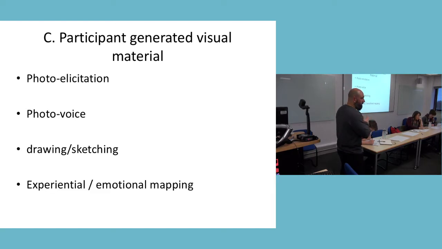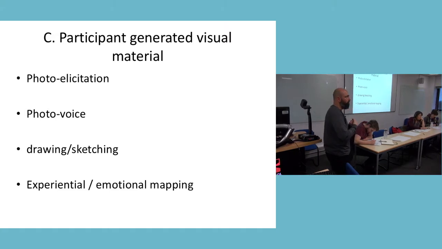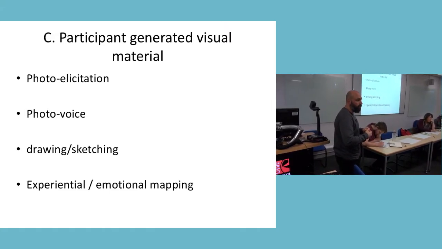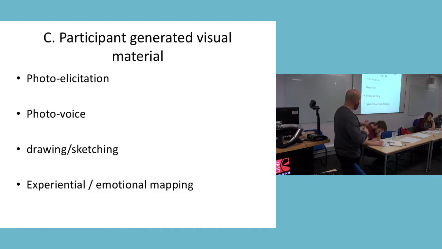This is, I think, maybe the most robust area of visual methods. So I want to talk about 4 of these briefly, and give you some examples from my research and some student research as well: photo elicitation, photo voice, drawing and sketching, and experiential mapping. We'll talk briefly about each of those.